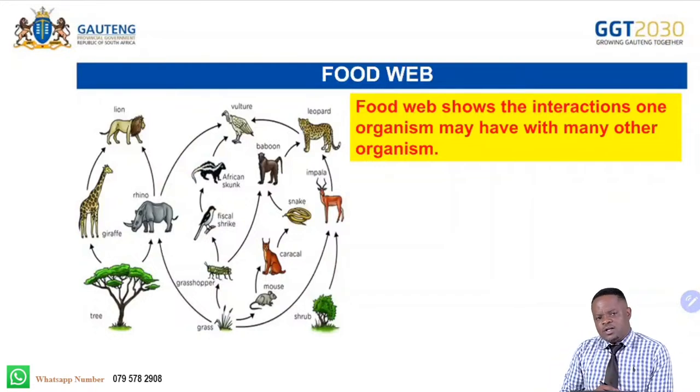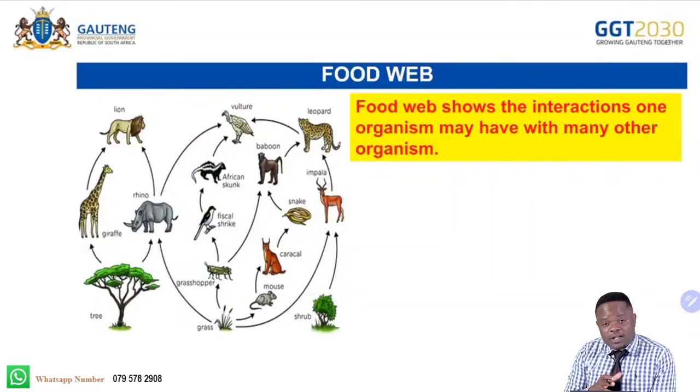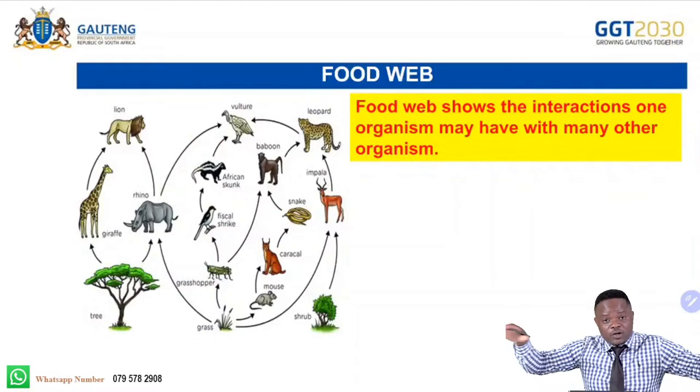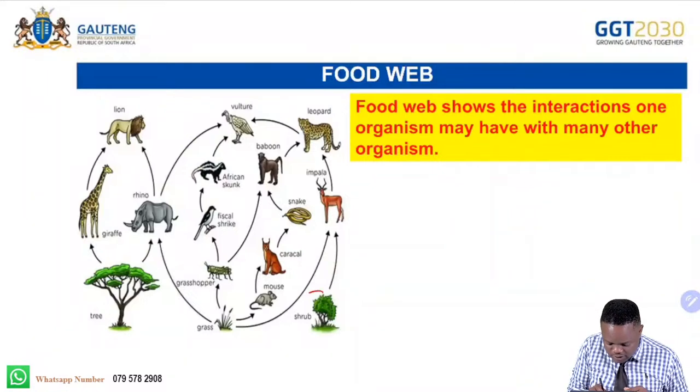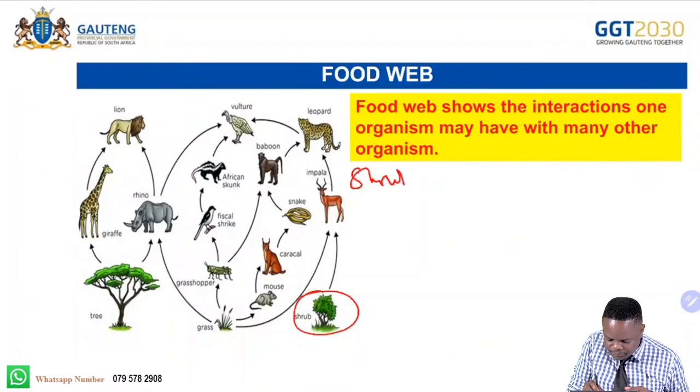Let me show you how easy it is to generate the food chains. Let's look at that food web. This is typical for our savanna ecosystem. You want to generate food chains from here. The first step is to identify your producers. We said producers have arrows moving away from them. You've got a shrub, which is definitely a producer. You see grass, all the arrows are pointing away from it, so that is a producer.